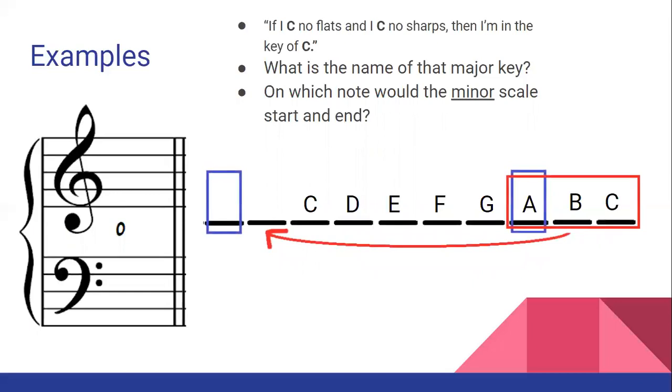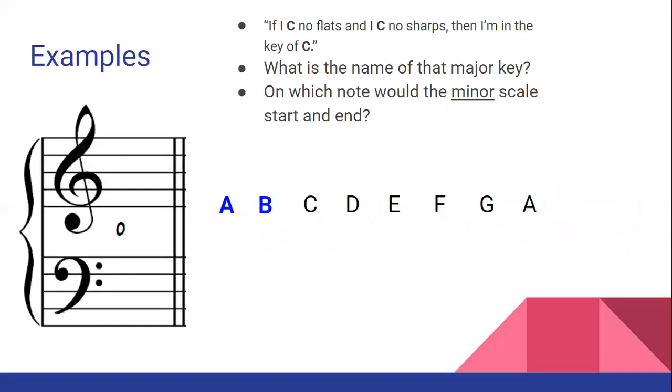Here, the blue rectangle represents A migrating from being the 6th note, or second from the bottom, to being the new start and end of our scale. On the far right, you're going to see that B and C get chopped off because since A is the end of the scale, we don't need them anymore. And now we have the new spelling of our minor scale. It goes A, B, C, D, E, F, G, A instead of C, D, E, F, G, A, B, C.